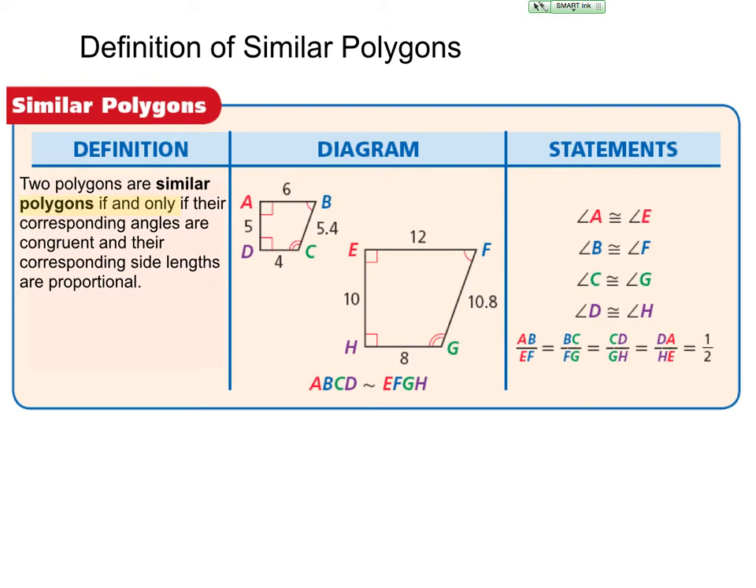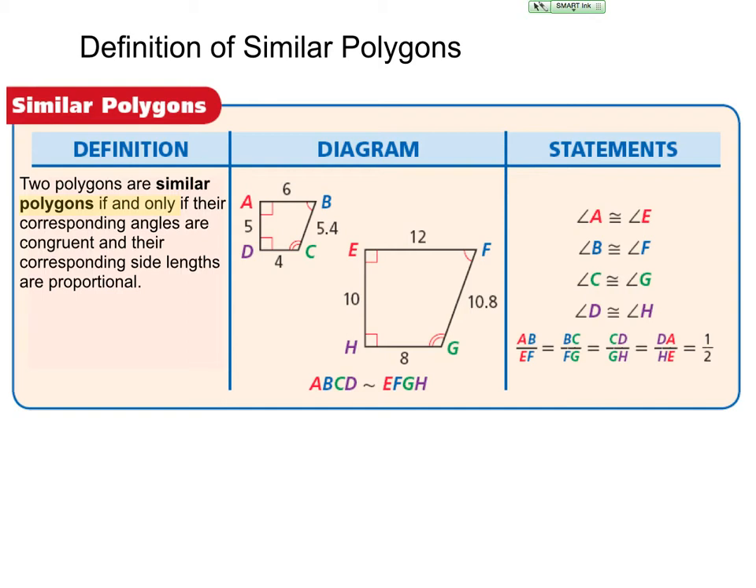Definition of similar polygons. This kind of looks like a theorem or a postulate, but it's actually a definition. You've got a space there for a definition of similar polygons, not just figures, but now polygons. So this is in detail about the sides and the angles that you were just telling me about. Two polygons are similar polygons if and only if their corresponding angles are congruent and their corresponding side lengths are proportional.